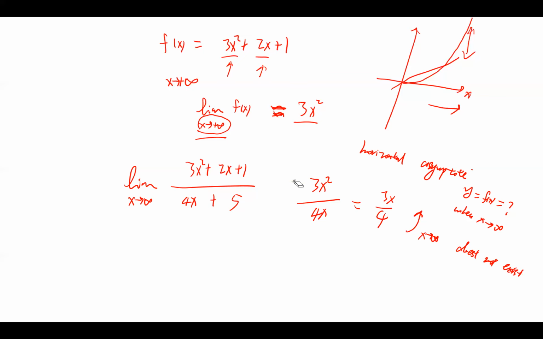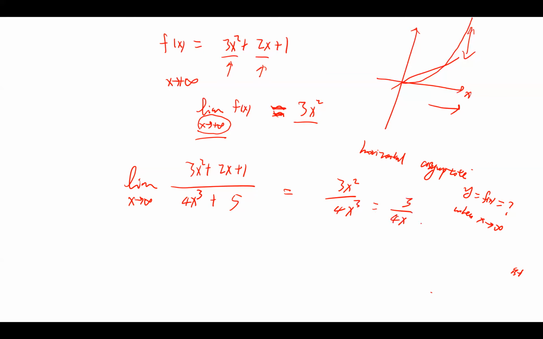However, if I change the order here, for example to 3, then I have 3x squared over 4x cubed. This gives me 3 over 4x. As x goes to infinity and becomes very big, the whole denominator is very big, causing the whole term to be very small, and you eventually go to 0, because it's going to be ever so small. So that means 0 is my horizontal asymptote.